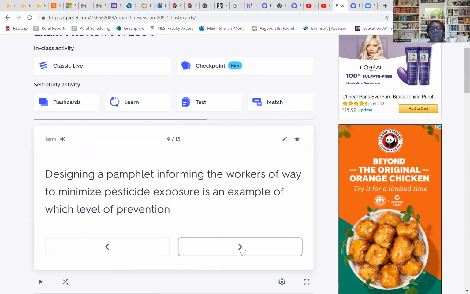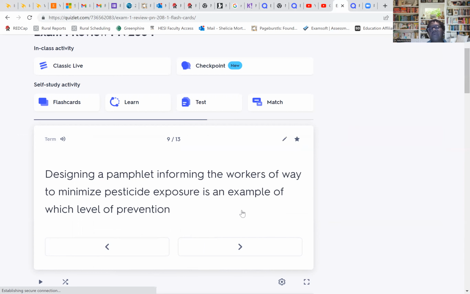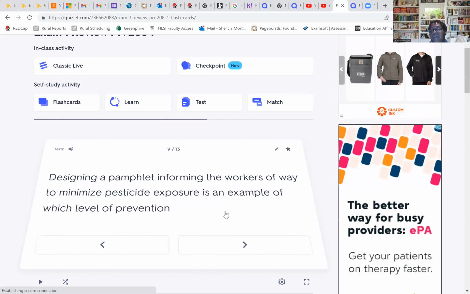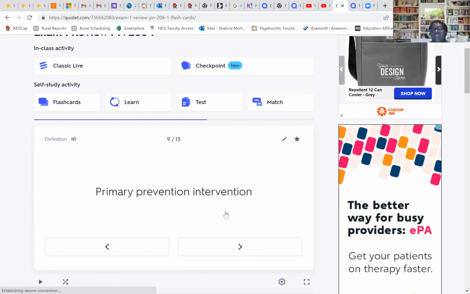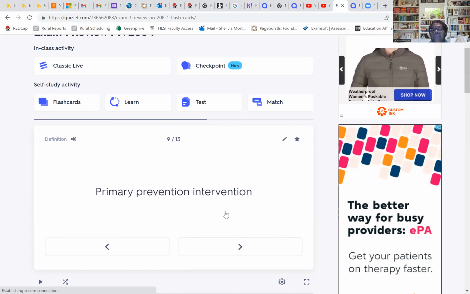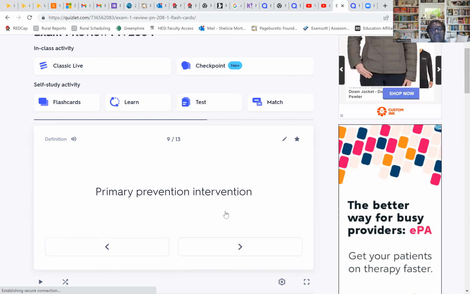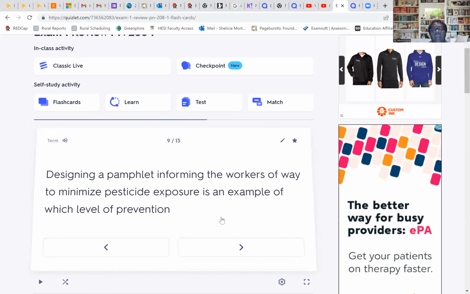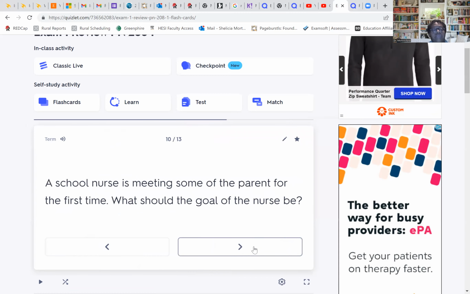When designing a pamphlet informing the workers of ways to minimize pesticide exposure, what level of prevention is that an example of? Primary. You're providing education about something. There is not a disease process currently in place, and you're not detecting or screening for anything. You're just providing that information. So that is primary prevention.